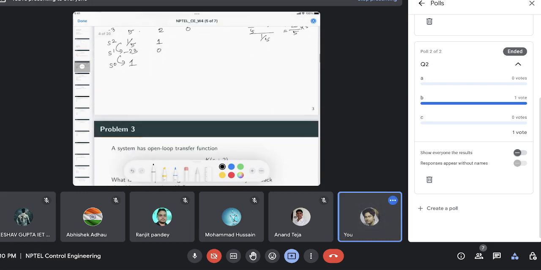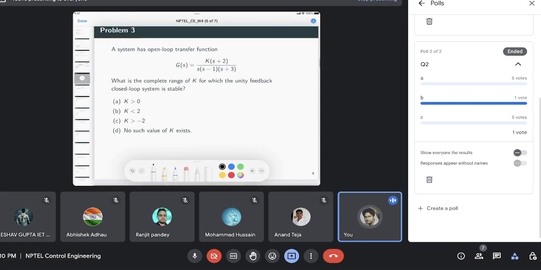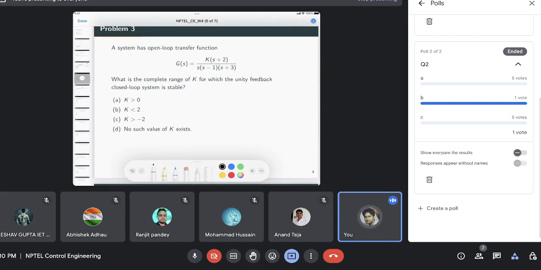Okay, so then we move to the next question. You have an open loop transfer function, and you have to find the range of K for which a unit feedback system is stable. Here unit feedback means negative feedback. So the closed loop system is stable.